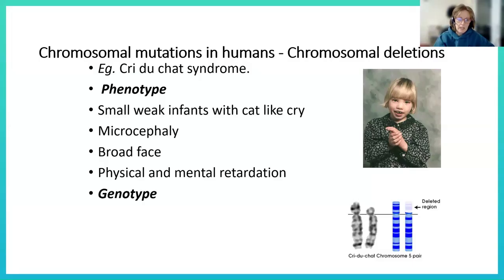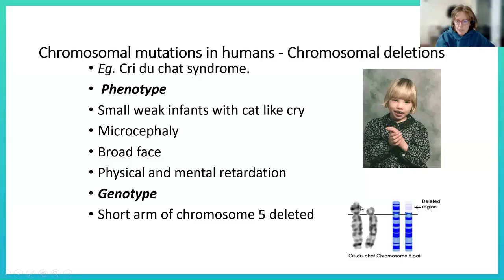So that's the phenotype, how that is expressed. The genotype is a short arm deletion in chromosome 5. So you can see on the chromosomes here, there are two sort of regions. So we call these arms.